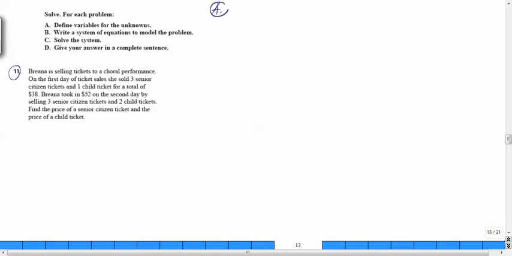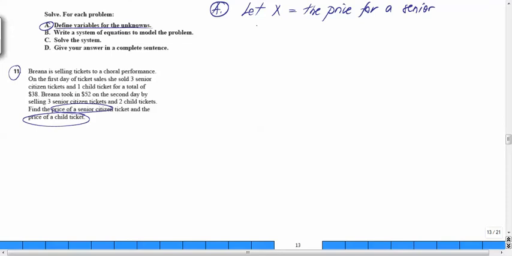Part A. Let's define the variables for the unknown. So we need to find what? The price of a senior citizen ticket and the price of a child ticket. How about if we let X be the price for a senior and let Y be the price for a child. Are you okay with that?